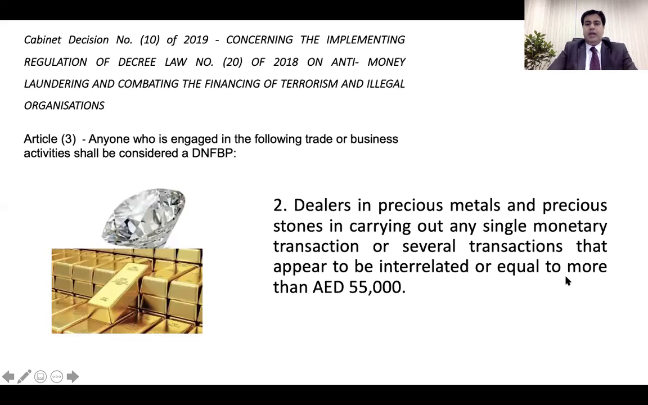Now, we have already looked at how the DPMS are being classified. So this is just a recap coming from Cabinet Decision number 10 of 2019, which is giving us a perspective of what DNFBPs are. And we looked at dealers in precious metals and precious stones, anyone carrying out a single transaction or interrelated transactions of more than 55,000. So just keep that in mind and we'll go along and see what further sections come into this.